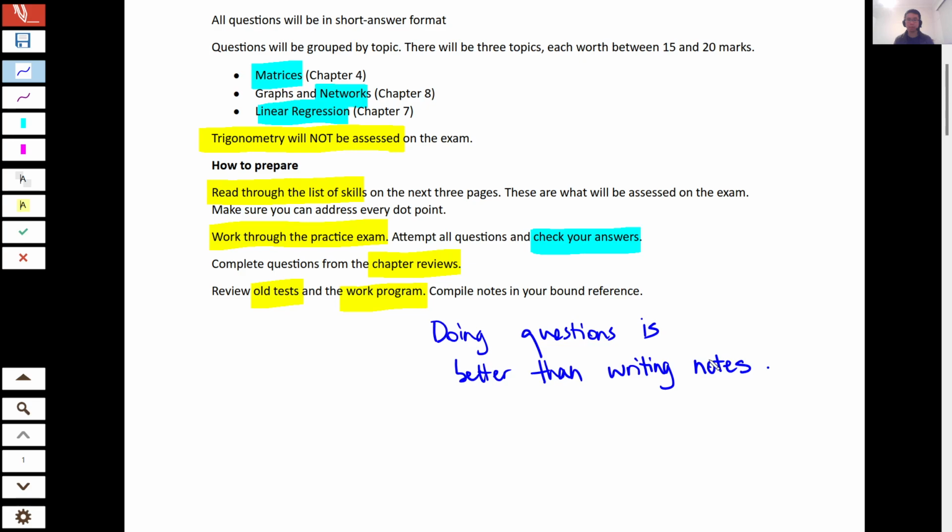So if you want to do well on this exam, do the chapter reviews, do the practice exam. Don't spend all of next week writing notes. Pro tip.